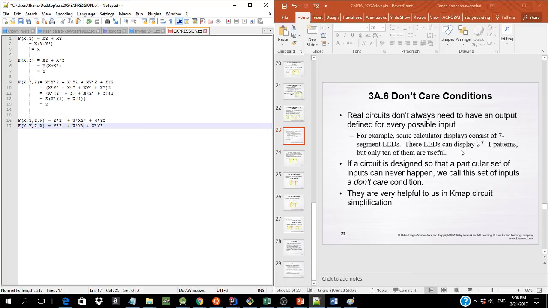So if a circuit is designed so that a particular set of inputs can never happen, we call this set of inputs don't care. It can be 0, it can be 1. It's not going to affect my output, right? So that's called don't care, right? They are very useful or helpful for Kmap circuit simplification because we can make it as group of 1. We have bigger group.